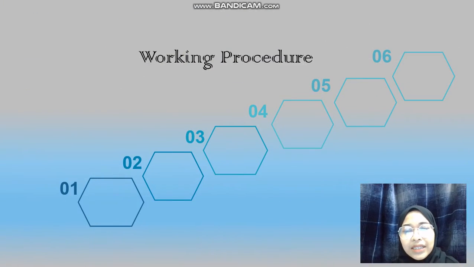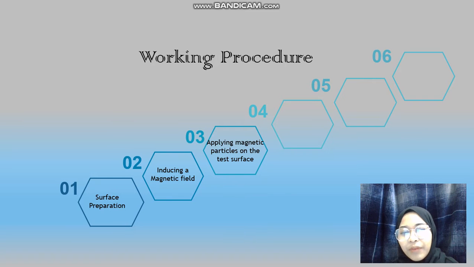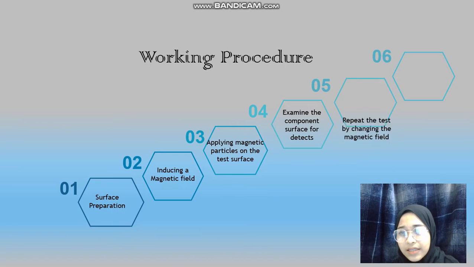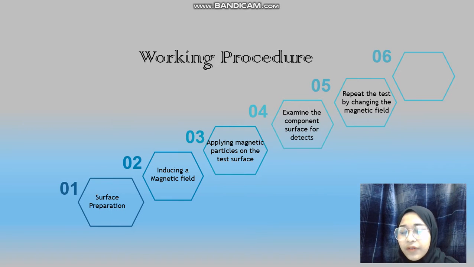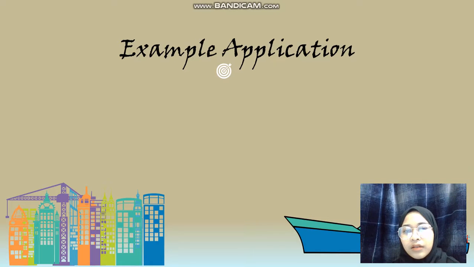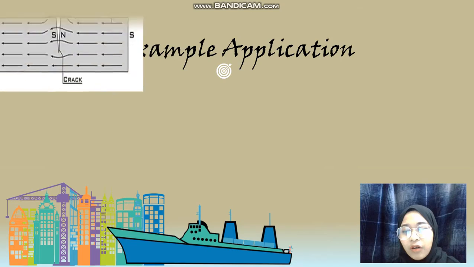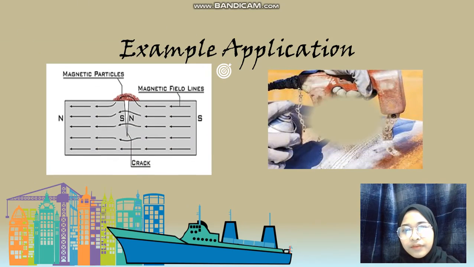The working procedure of MPI. First step is surface preparation, then inducing a magnetic field, then applying magnetic particles on the test surface. After that, examine the component surface for defects. The fifth step is to repeat the test by changing the magnetic field. And lastly, demagnetization and cleaning. These are example applications of MPI.